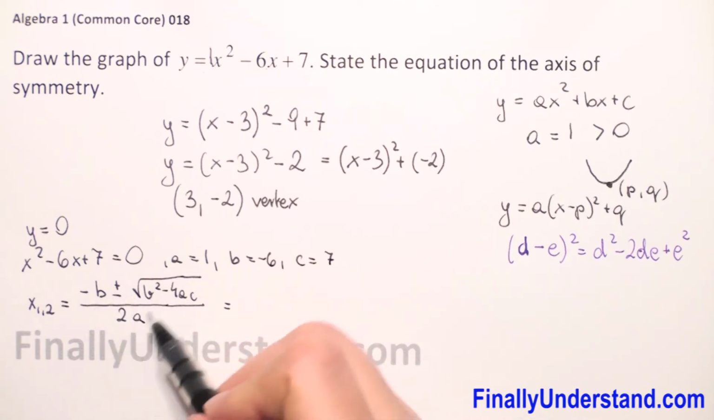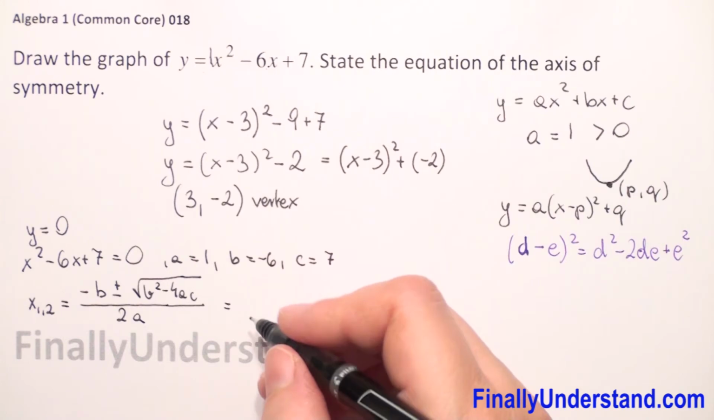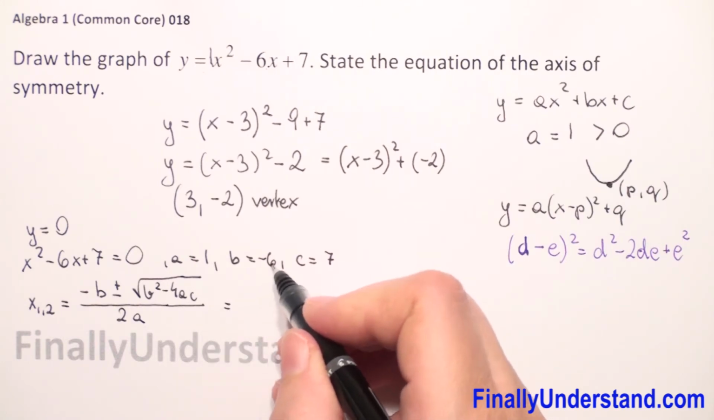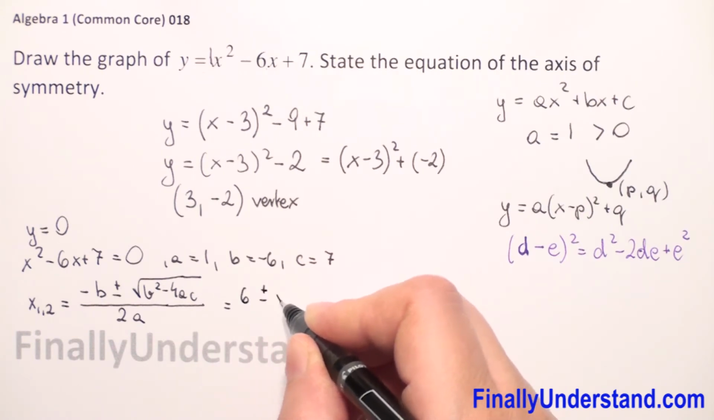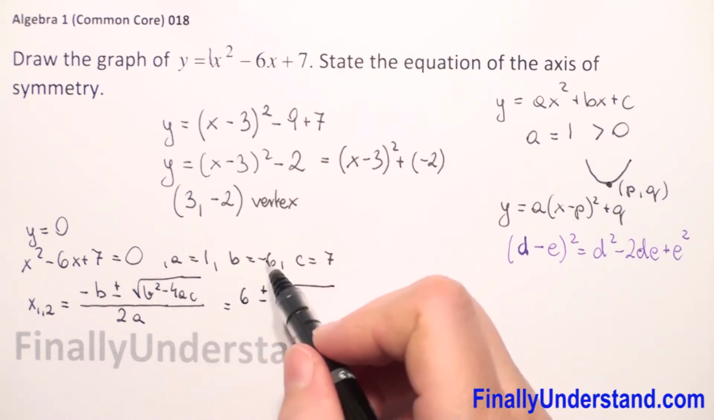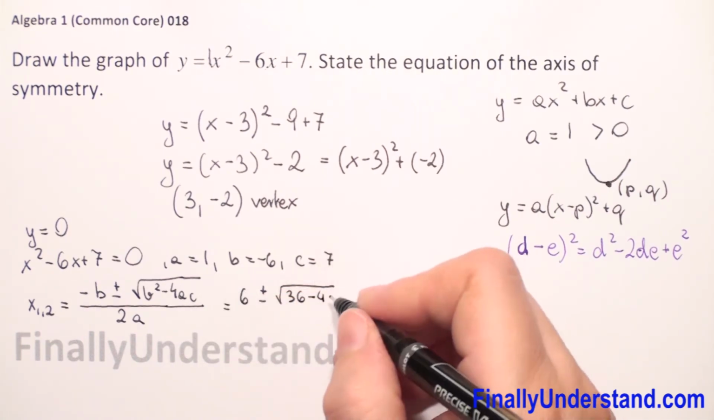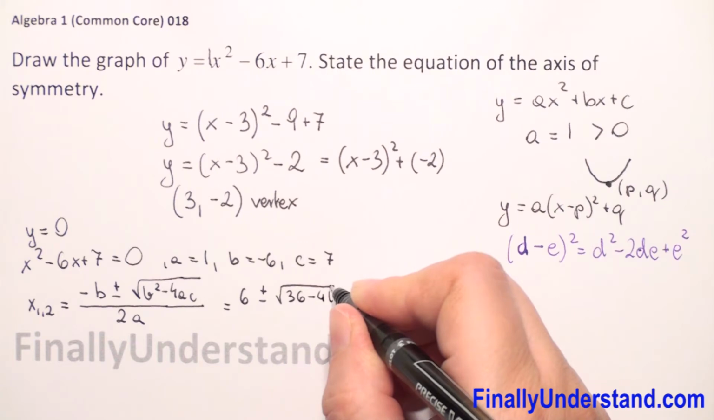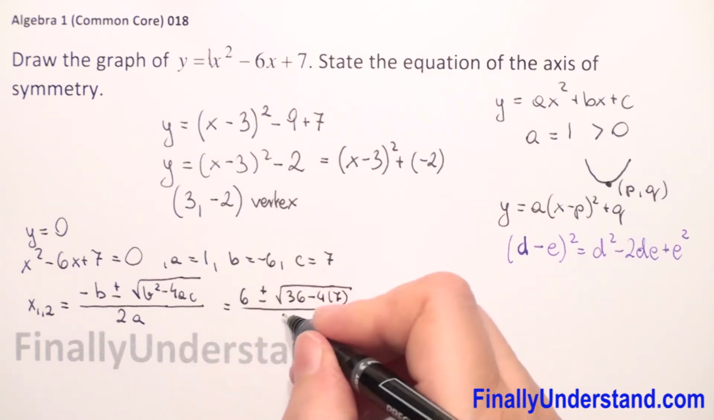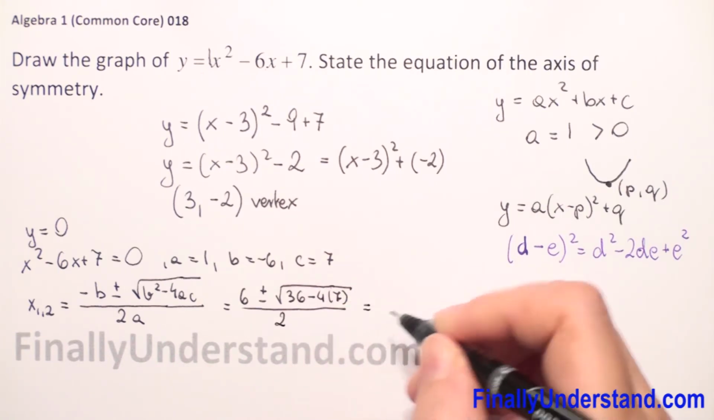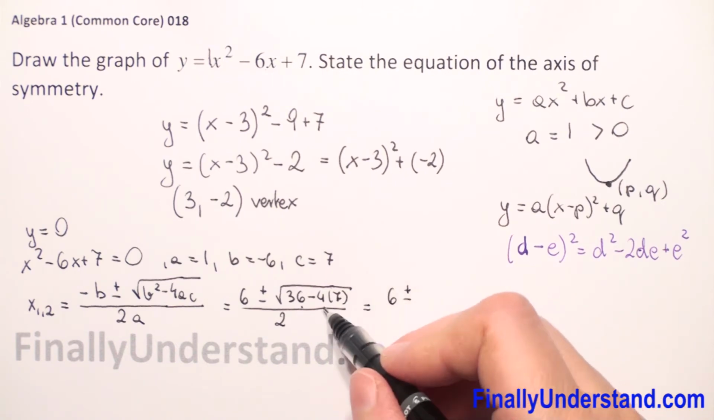So we have to just substitute into this formula. It will be negative b, so we have negatives and negatives, so it will be 6 plus minus the square root of b to the second power, so it will be 36 minus 4 times 1 times 7, over 2a, so 2 times 1, a is 1, so this is 2. So this is equal to 6 plus minus the square root of 8.